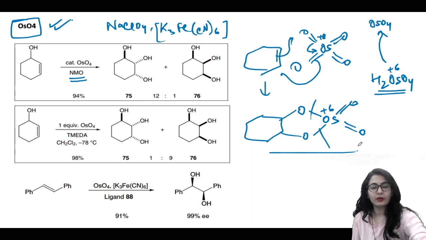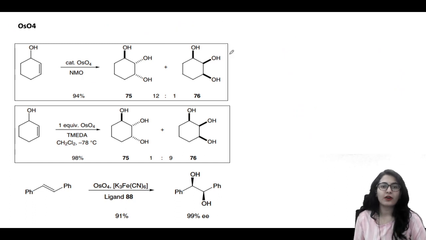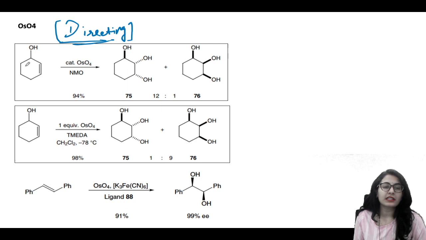If we talk about the stereochemistry of this reaction, or the directing property, this is a very important aspect. You see the alcohol which is present over here, how is it going to direct the osmium tetraoxide? Alcohols are usually supposed to carry out hydrogen bonding with the reagent, and that's why we expect that it is going to give this one as the major product.